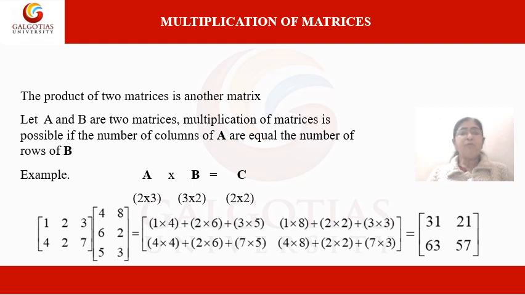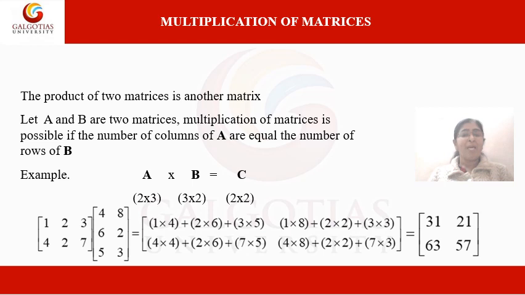The product of two matrices can be found if the number of columns of matrix A is equal to the number of rows of B. So if A is a matrix of order 2 by 3, and B is a matrix of order 3 by 2, then C will be a matrix of order 2 by 2. So if matrix A is 1, 2, 3 in the first row, and 4, 2, 7 in the second row, and the second matrix has columns 4, 6, 5 and 8, 2, 3.